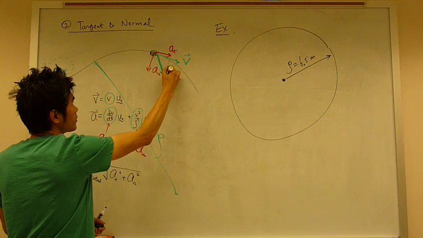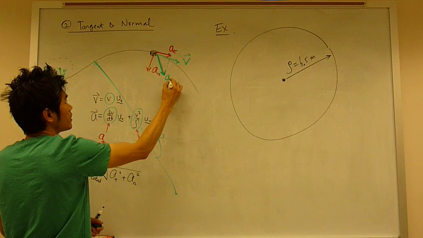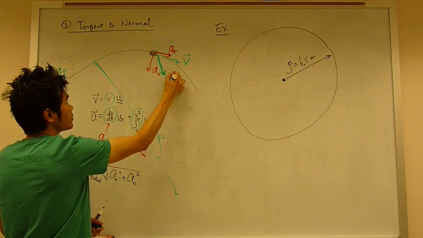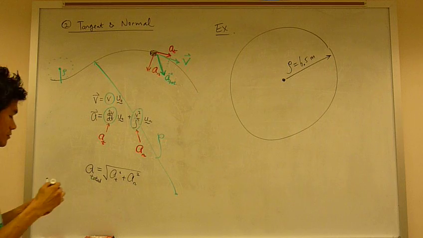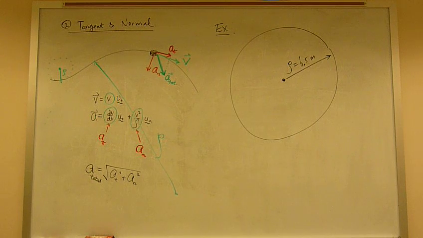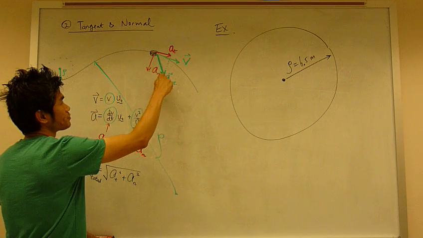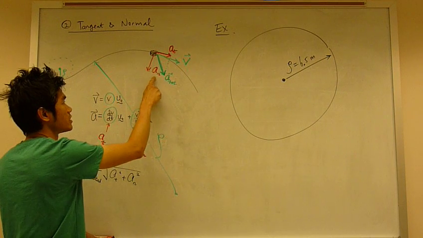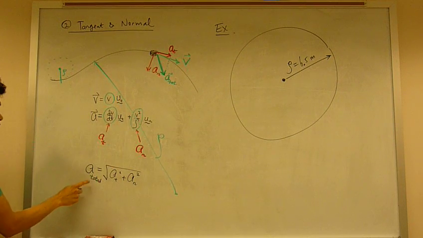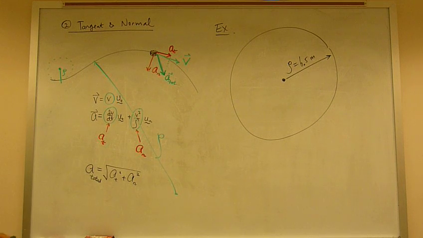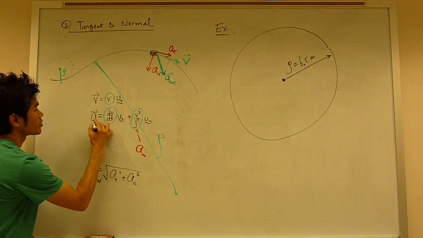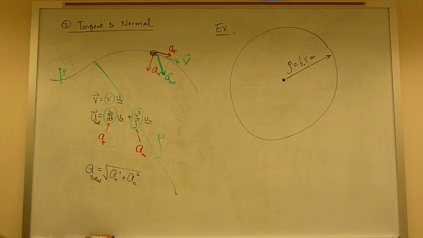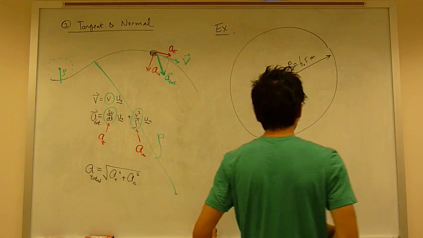Okay. So this is a total vector. Okay? So this is a relationship between the at and an components of the total acceleration. Okay? So this, I think, is right. Total. Okay. Let's look at an example.